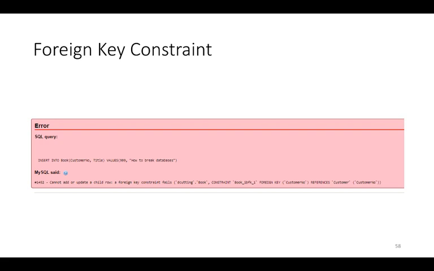And the error actually makes sense. You read the error, it says we've tried to insert into book these values. MySQL said, cannot add or update a child row, a foreign key constraint fails. Decutting.book, so my database is decutting, book is the table. The constraint has been given a name, foreign key, blah, blah, blah. So it tells us which of the constraints it fails.